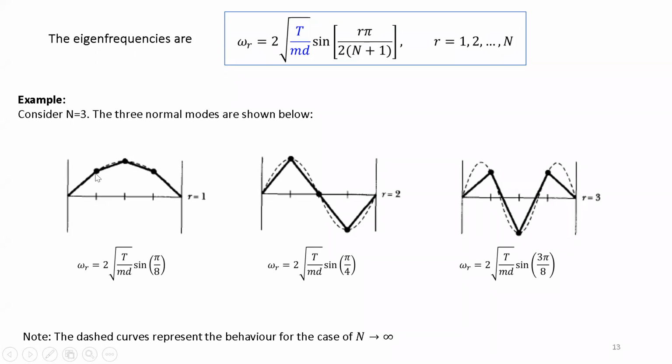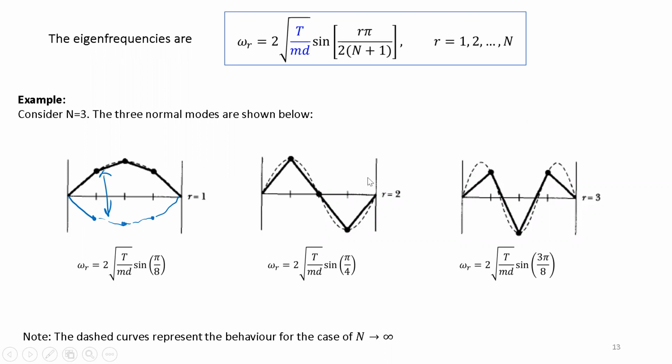All the three particles are oscillating in phase. So when this one goes up, this one goes up, this one goes up. After some time, you could imagine that maybe it becomes something like this. So just go up and down like this.